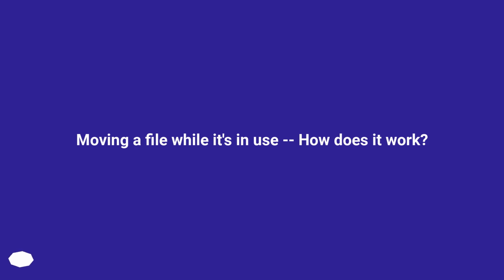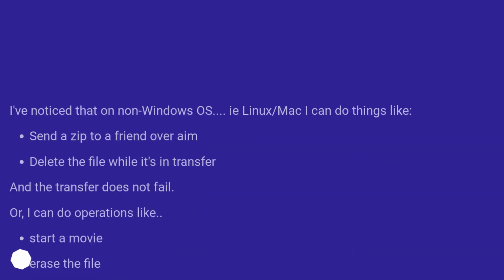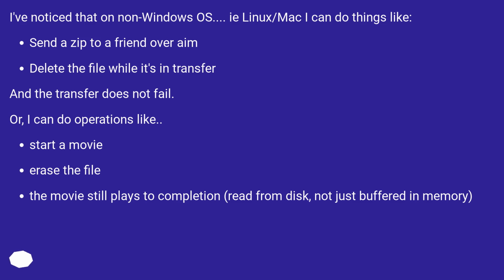Moving a file while it's in use, how does it work? I've noticed that on non-Windows OS, Linux/Mac, I can do things like send a zip to a friend over AIM, delete the file while it's in transfer, and the transfer does not fail. Or, I can do operations like start a movie, erase the file. The movie still plays to completion, read from disk, not just buffered in memory.